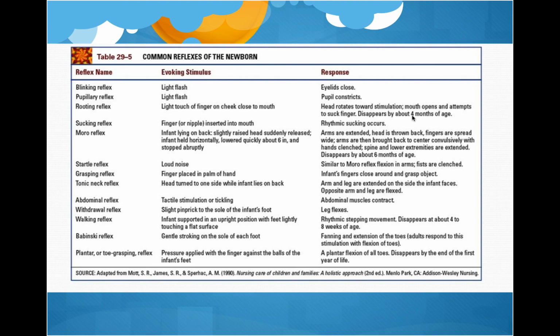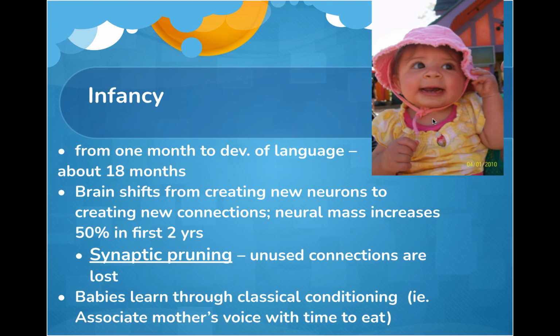And that brings us to this last period that we're talking about today, which is infancy, from about 1 month of development to when a child is really developing language at about 18 months. The brain is shifting now from creating new neurons to making new connections. Neural mass is increasing tremendously, and babies are also undergoing what's called synaptic pruning, where important connections are being consolidated and unused ones are being lost. You, as a teenager, are also going through a period of synaptic pruning right now. Tons of changes are happening in your brain.